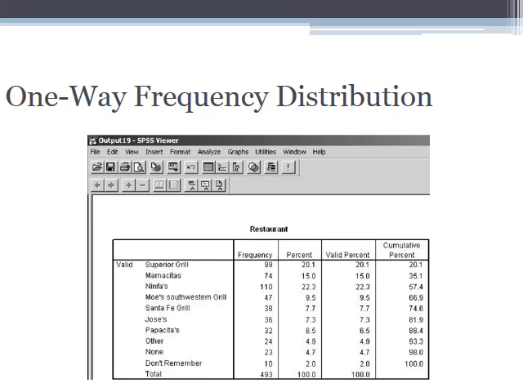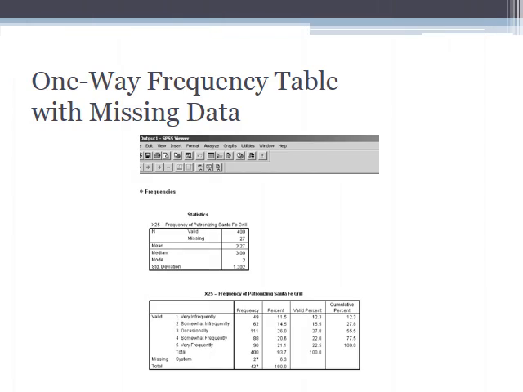47 people ate at Moe's, which is 9.5% of that 493. So we can look at it as either a raw count, the frequency, or we can look at it as a percentage of how many of our total respondents ate there. So that's a one-way frequency based on more like qualitative responses or categories.